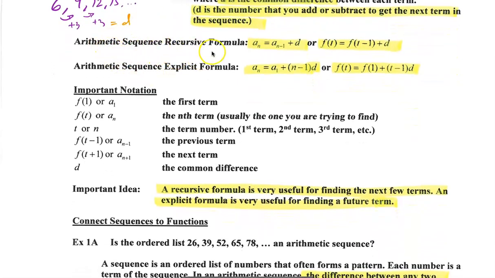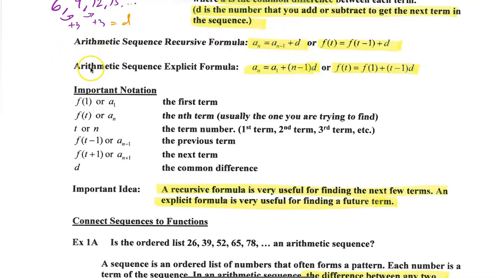There's two ways to write an arithmetic sequence. One is called a recursive formula. That means that you're going to use the term before it. So that's what the a sub n minus 1 means. This means the term before. For example, if a_n is a_7, this would be a_6. So you just get that term and add the common difference, and you get the next term.